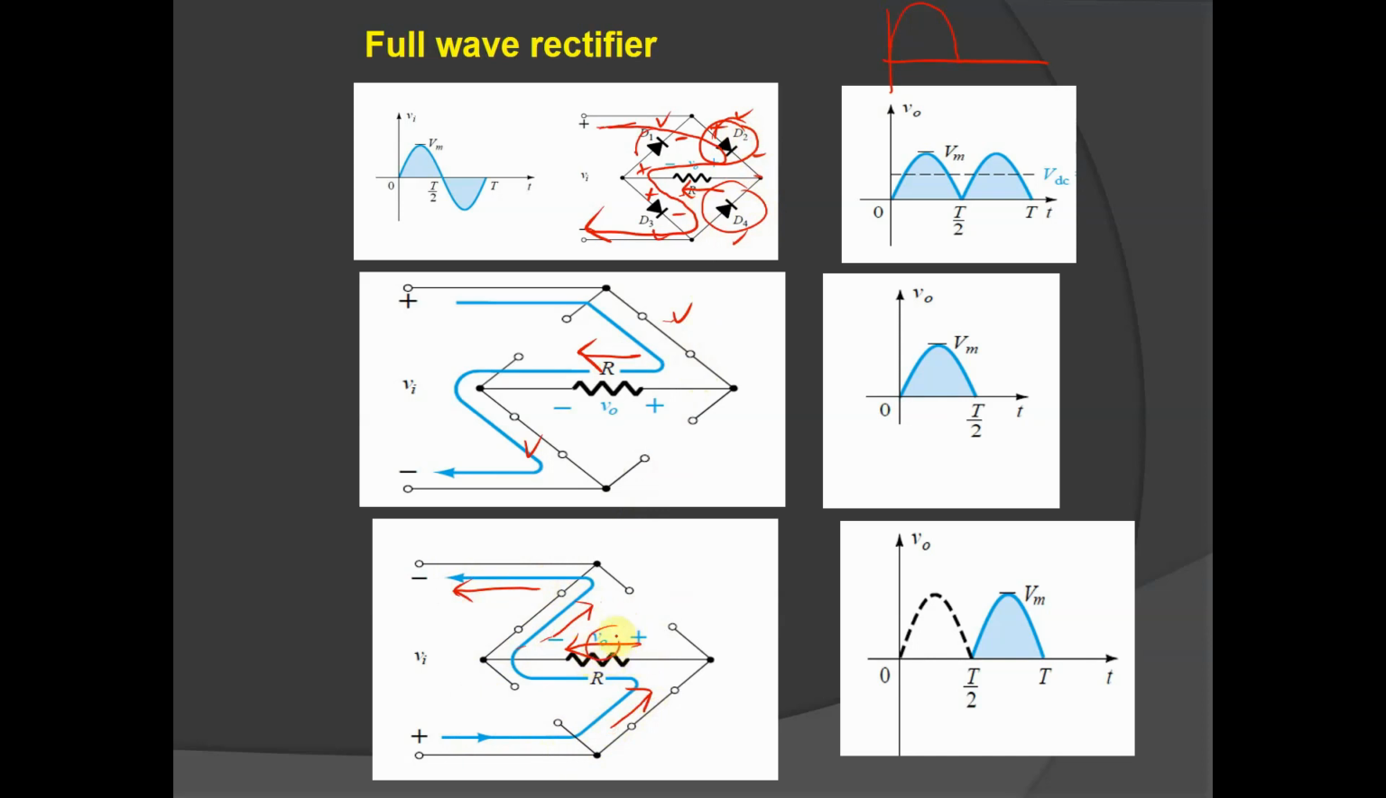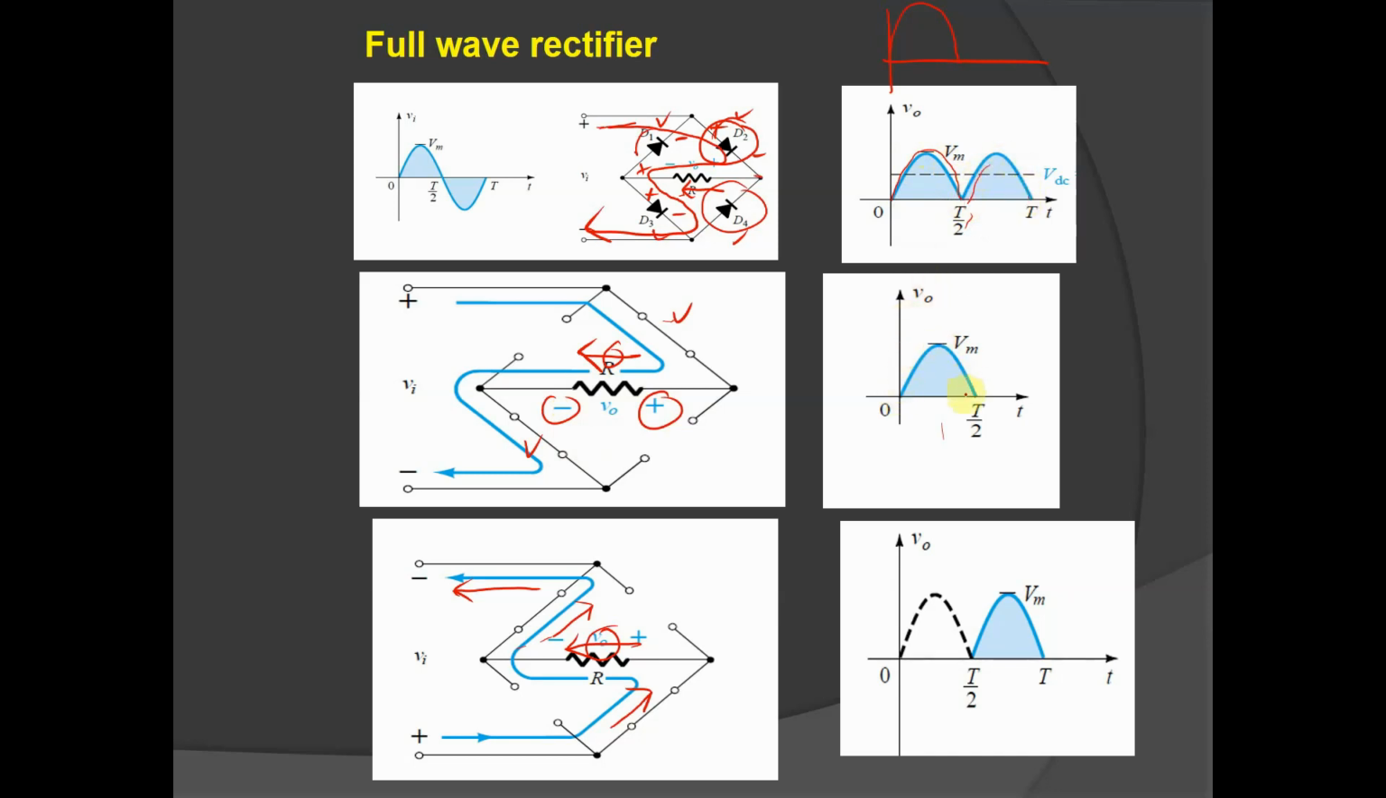Notice that in both cases, the direction of current here is from right to left. So when you plot the output across this, we are taking the output across this resistor, R. So it will be positive cycle. During the negative cycle, it will still be on the top, right?